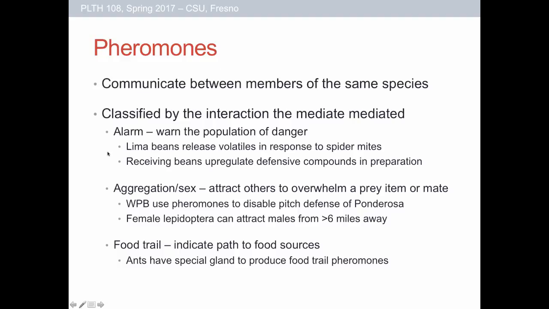Aggregation and sex pheromones, like we've talked about before, basically attract members of the same species, either to mate or it tells them that there's some sort of prey item there that they can all go and feed on. That would also be an example of the western pine beetle, which is not only attracted by the myrcene, but they also release aggregation pheromones to attract more of the beetles to that same feeding site.